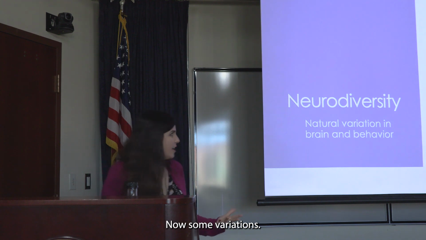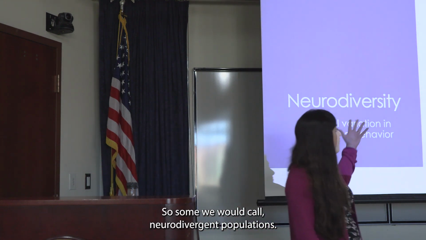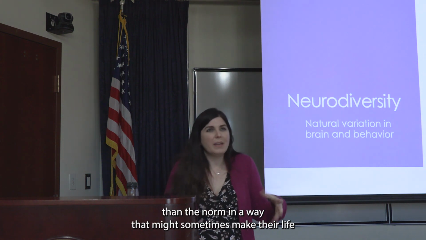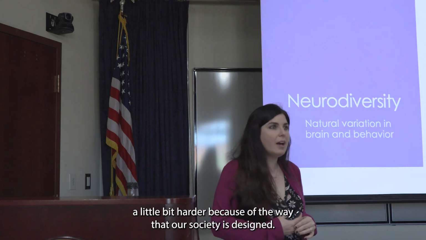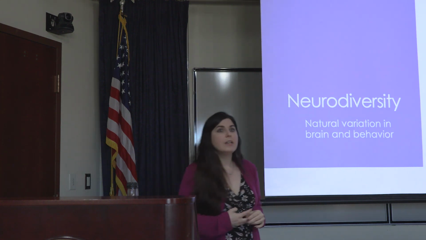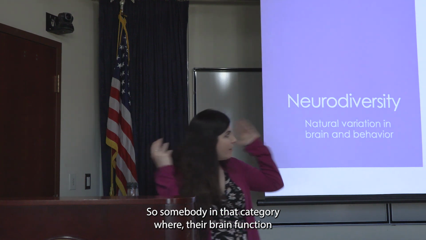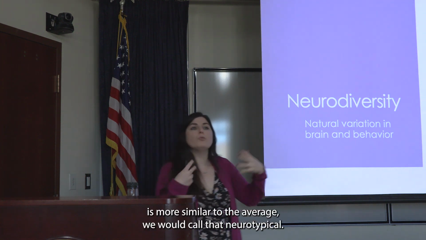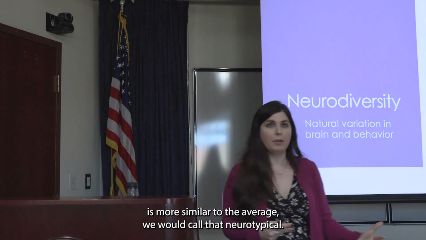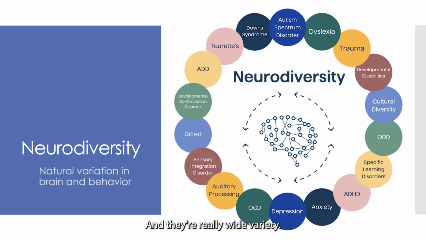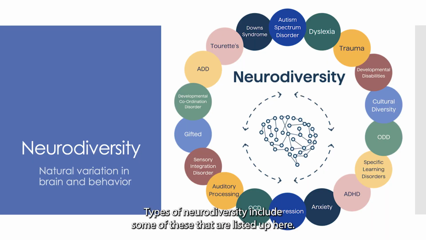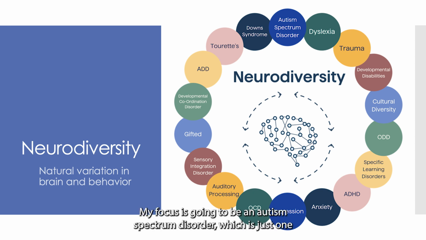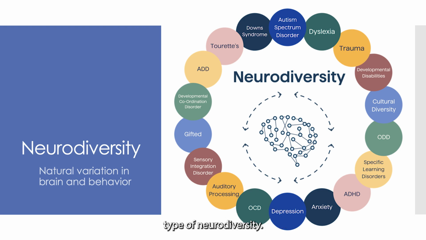Now, some variations, some we would call neurodivergent populations, their behavior or their brain function is different than the norm in a way that might sometimes make their life a little bit harder because of the way that our society is designed. So somebody in that category where their brain function is different than typical, we would call neurodivergent. If your brain function is more similar to the average, we would call that neurotypical. So those are some terms that I'm going to use, and they're really a wide variety. Types of neurodiversity include some of these that are listed up here. You can see a huge variation. My focus is going to be on autism spectrum disorder, which is just one type of neurodiversity.